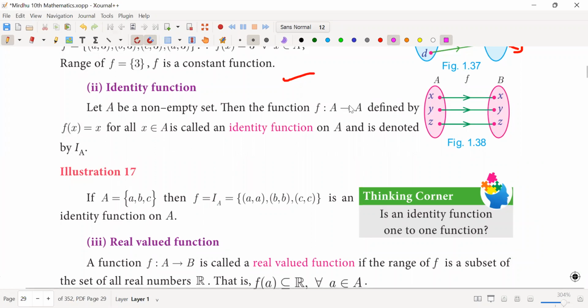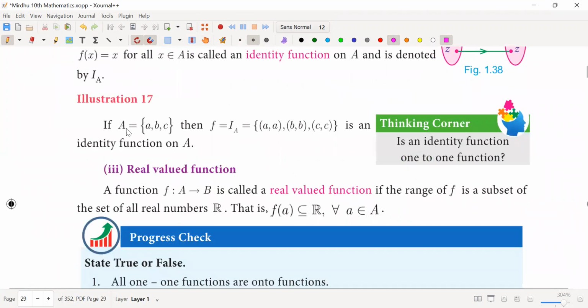So A to A is defined by f of x equal to x. So f of 1 equal to 1, f of 2 equal to 2, f of -1 equal to -1. Okay? For constant function, we saw f of x equal to c, any constant, maybe 5, 6, c, any constant. For this, f of x equal to x. So it would be forming an identity function.